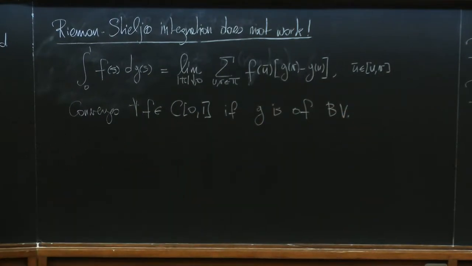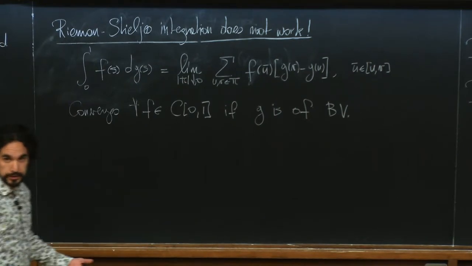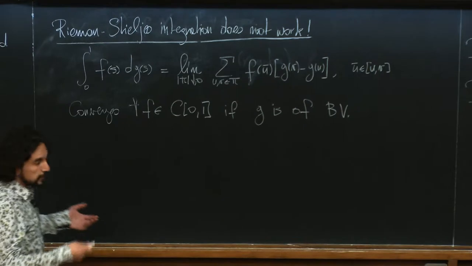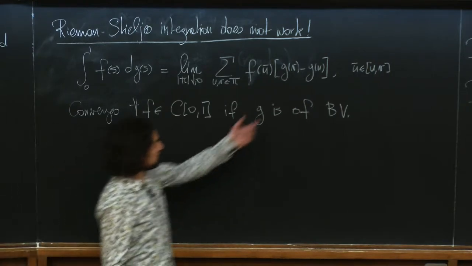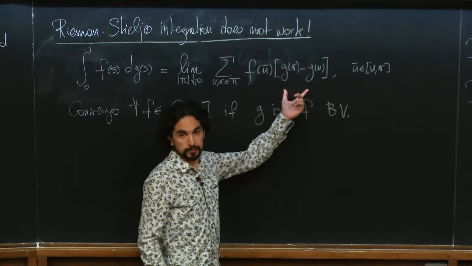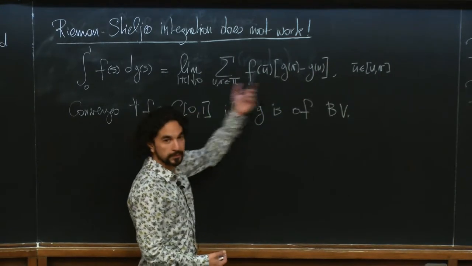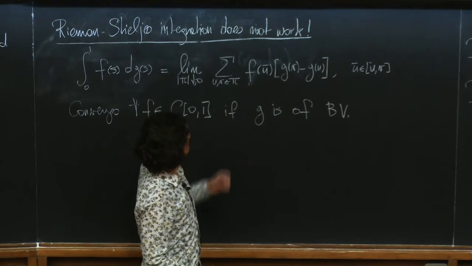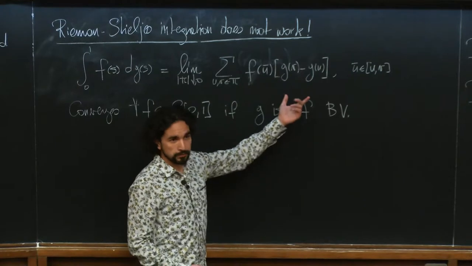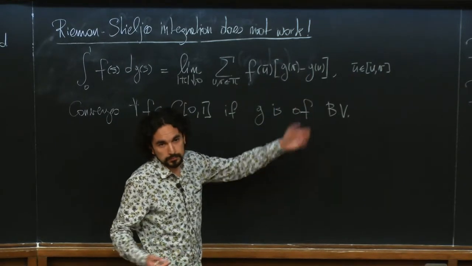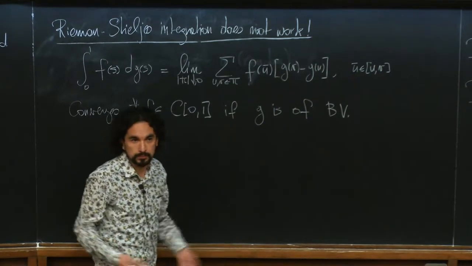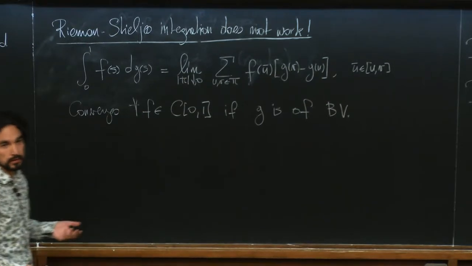Now, if a function is C alpha and only C alpha, it is not of bounded variation. So say if it's C 1/2, then the size of these increments would be 1 over square root of n, say, if you take the regular partition. Then if you're summing n terms of size 1 over square root of n, it will blow up, unless you have some miraculous cancellation.